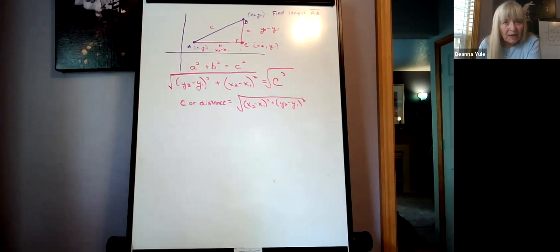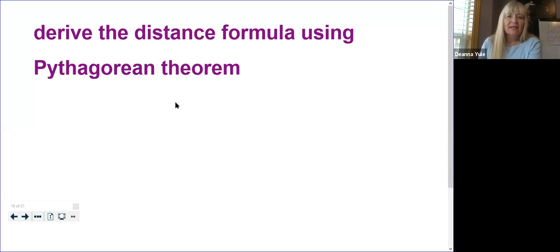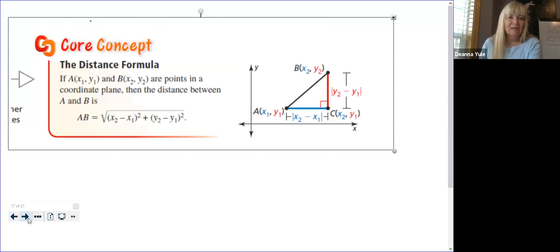Let me go back to sharing my screen. So here we derived it, and if you're in Math 3, I do expect you to know how to do it. And it would be a really fair question on a test, although we're not going to have them this semester. So here is the formula. x2 minus x1 squared plus y2 minus y1 squared, and here is the square root. So again, notice this side, they're saying x2 minus x1, y2 minus y1.